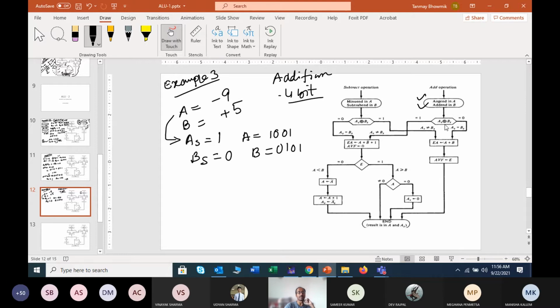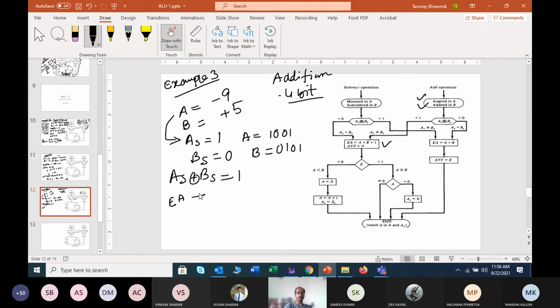Next task is to perform the XOR operation. So you are performing XOR between AS and BS. Now if you perform the XOR, it will return a 1. 1 XOR 0 is 1. That means different sign. So we will come directly from here to here in this zone. So now what do you need to do?